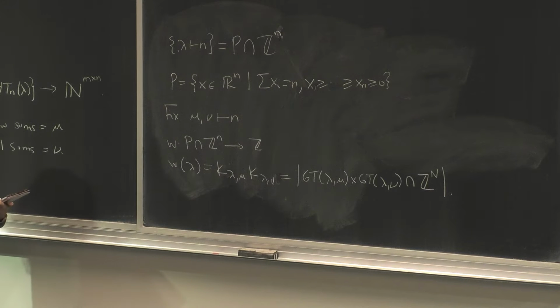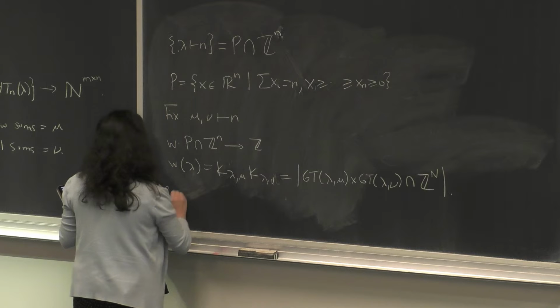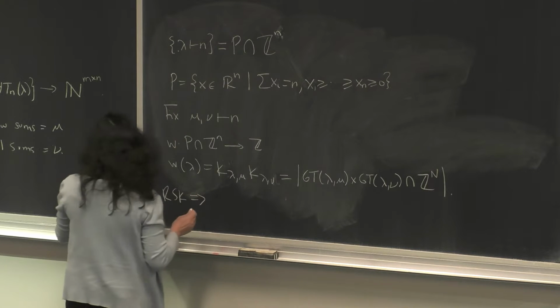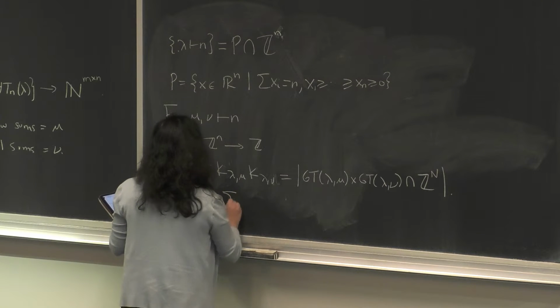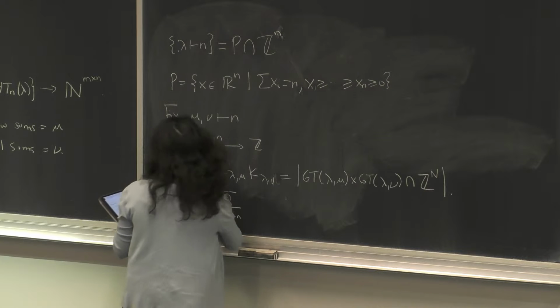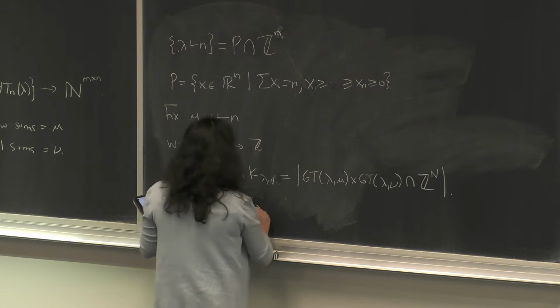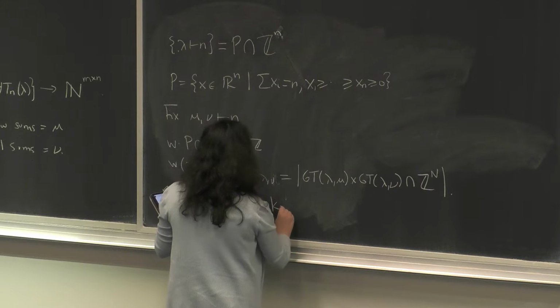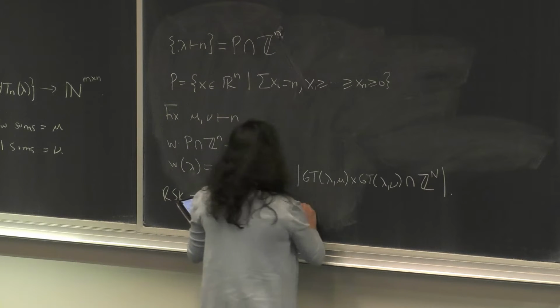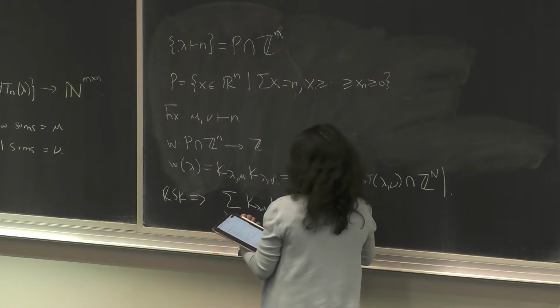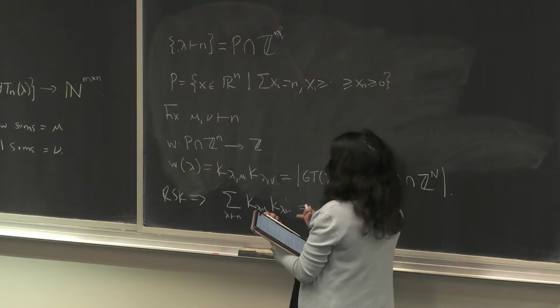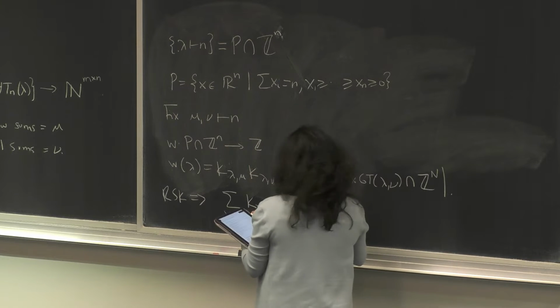Okay, so as a consequence of RSK, if you look at this sum, this bijection implies that the count is going to be the same. But I'm rewriting it from a polytopal point of view because that's going to appear for us when we talk about weighted Ehrhart theory.